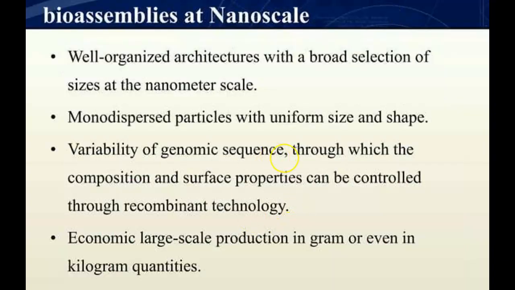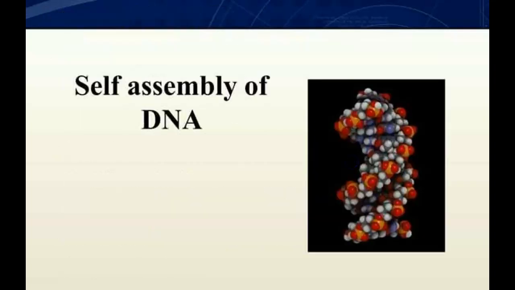So what are the characteristics of natural biological assemblies at nanoscale? That assembly should be a well-organized architecture with a broad selection of sizes at the nanometer scale, monodispersed particles with uniform size and shape. There could be variability of genomic sequences through which the composition and surface properties could be controlled through recombinant technology. And the last one is economical. Large-scale production in grams or even in kilogram quantities could be performed.